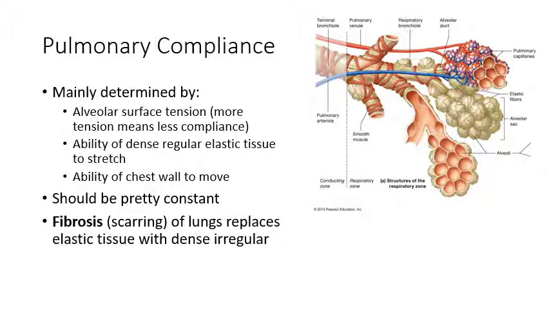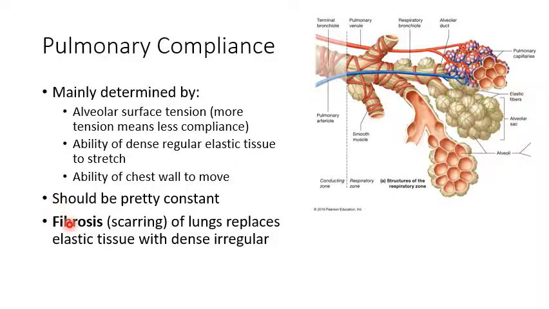And then the alveoli themselves and also the bronchioles and stuff, they're all coated with these bands of elastic tissue, of dense regular elastic tissue. That allows it to stretch and then bounce back. So the stretchier that stuff is, the more pulmonary compliance you're going to have. So there are some conditions like fibrosis that can degrade that elastic tissue, and that reduces the compliance.